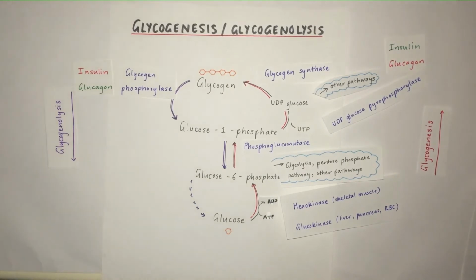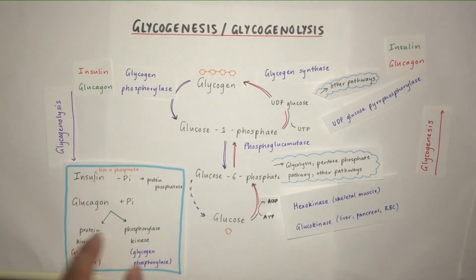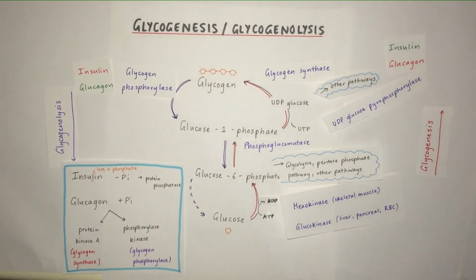Let's talk a little bit more about insulin and glucagon here and their role. So insulin means we lose a phosphate. Insulin, lose a phosphate. That's why I've underlined the L there. And usually this is through a protein phosphatase. So then we have glucagon, which adds a phosphate through usually either a protein kinase A, such as glycogen synthase, or phosphorylase kinase, such as glycogen phosphorylase in this case. So insulin means that we're losing a phosphate and glucagon means we're gaining a phosphate. So that's what's going on here.